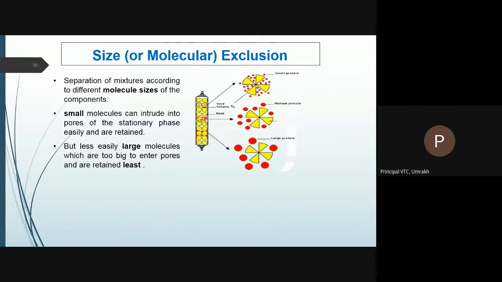Different portions are there. In the initial portion, there are very small particles. In the middle one, there are medium size particles, and the last one has bigger size particles. So in size exclusion chromatography, you have to understand properly that this is enlarged here, this middle one is enlarged here, medium particle, and the last one is enlarged.